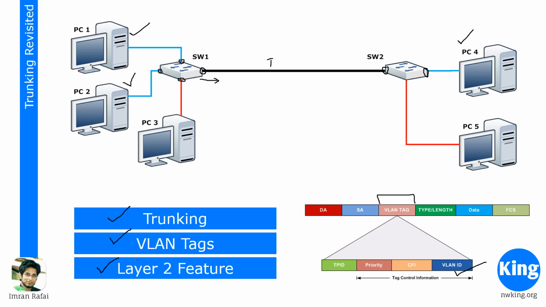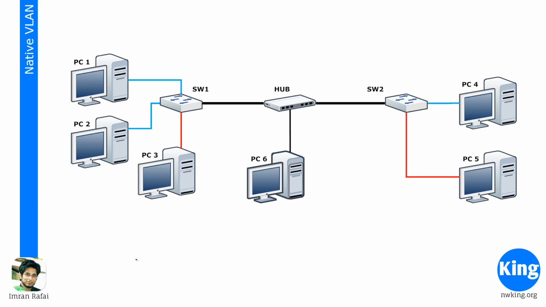So only those 2 people can talk to each other, right? So you know what I mean. So basically, this is a layer 2 feature, and only the switch would be able to understand. Right, so knowing this much, let's get into today's topic. So we start with a concept called native VLAN. Now you might ask, what is native VLAN?